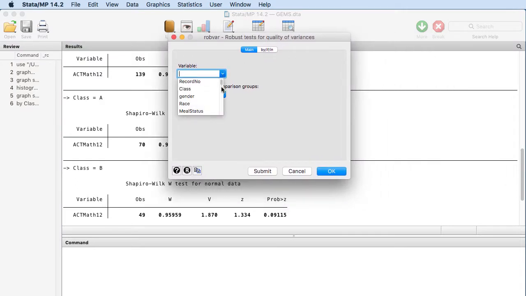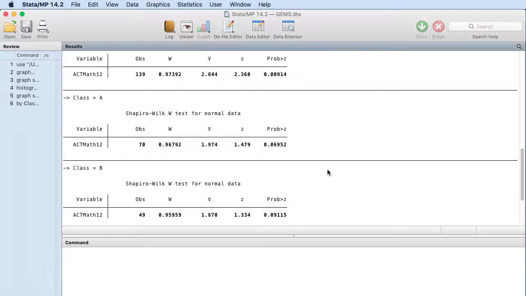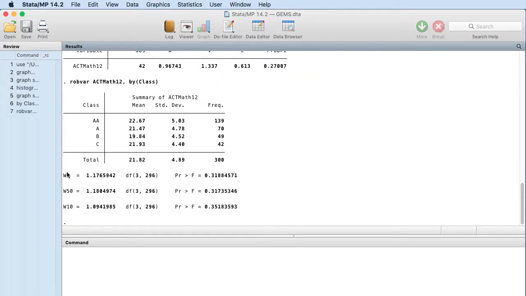And our variable again is ACT math, and the groups we want to look at are class. And we can go OK. And so we're going to look at this first result, WO, and this is 0.31. So this is clearly above 0.05.